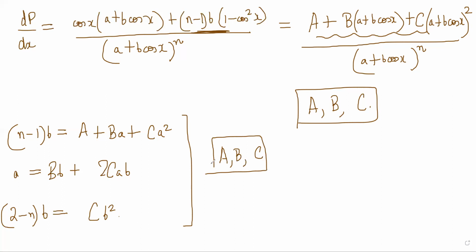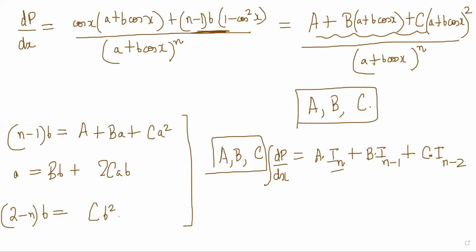Let's suppose we have found those A, B, and C. Then you can just separate it out. Your dp by dx becomes basically A into I_n plus B into I_(n minus 1) plus C into I_(n minus 2), right? And integrate this, correct? Only after integration you will get I_n.